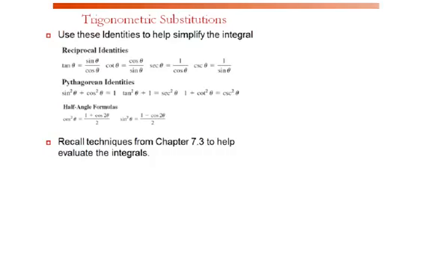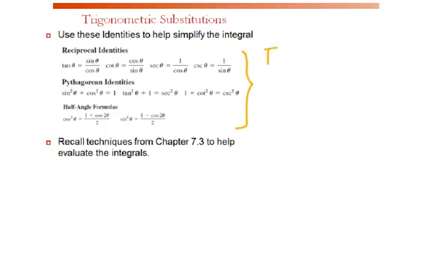We're going to use trig identities again. We're going to use the unit circle and derivatives of trig functions. We're going to use techniques from 7.3, and as always, we're going to use algebra to help keep things simple for us. So these identities are going to be very important as we move forward with making a trig substitution.